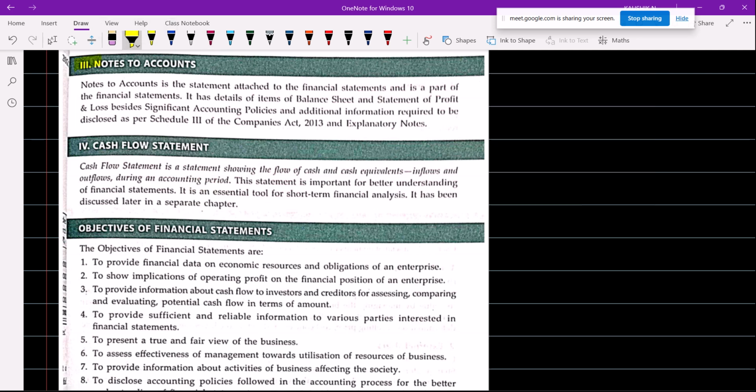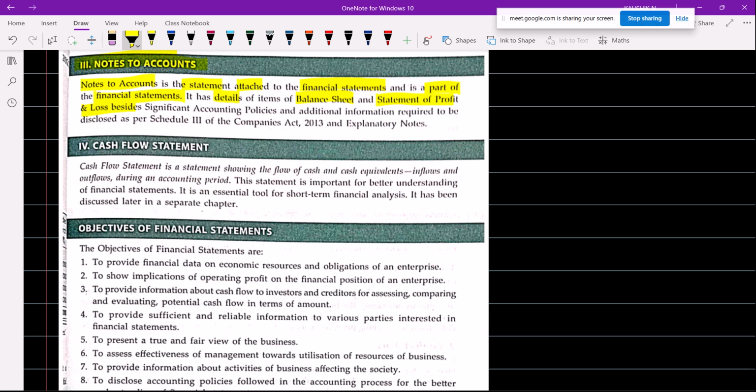So notes to account is also a financial statement first of all. Notes to account is a statement which is attached to the financial statements, and it is a part of your financial statements. It will contain the details of the items which have been recorded in the balance sheet and also in the statement of profit and loss account.